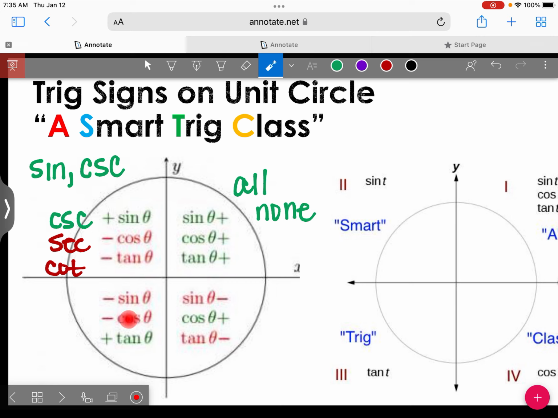Okay, and then when we get down to quadrant 3, what's positive is tangent and cotangent. So for positive, I want you to write tangent and cotangent. That's positive. So the things in green are positive, and the ratios written in red are negative. So negative would be sine, cosecant, cosine, and secant.